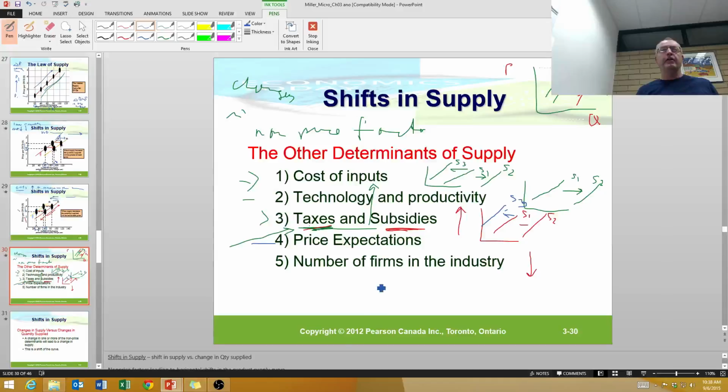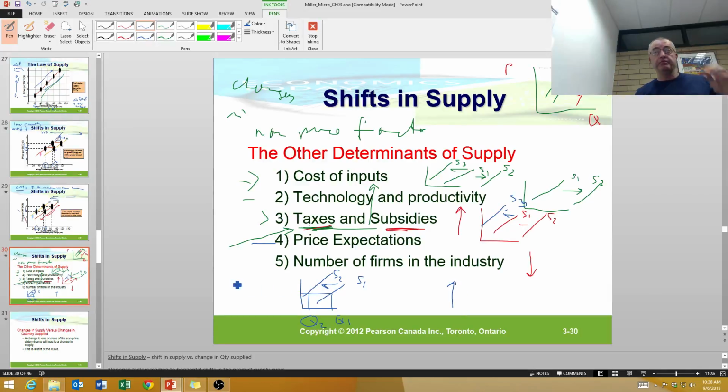Okay, so likewise, price expectations. So if producers expect, here's our original supply curve here. If producers expect prices for their products are going to increase in the future, they might curtail their supply today and build an inventory of the product so they can take advantage of the higher price in the future. So here's quantity one. Manufacturer thinks that the prices are going to increase in the future. So they curtail their supply today, wait for the product price to go up, and then they take advantage of that higher price.